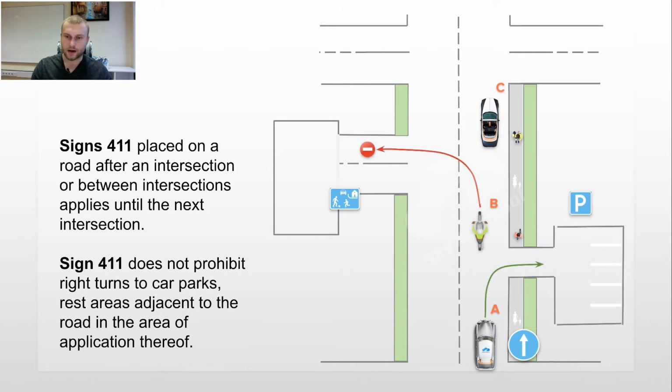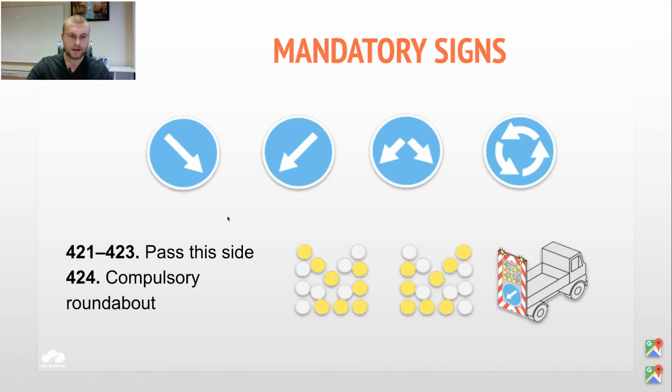Yeah, as you see, car A can go right, motorcycle B cannot go left, only straight. And C, of course, can go any direction, right and left. Past this side means if you have, for example, some safety island in the middle for pedestrians, usually these signs are located in front of them. They show you the way of moving, in which direction you have to overtake this island, safety island.